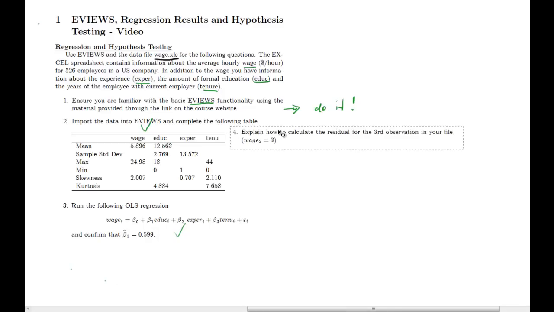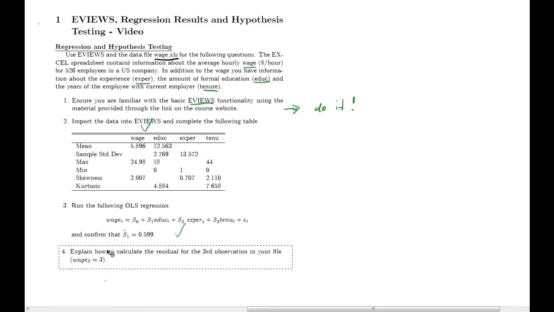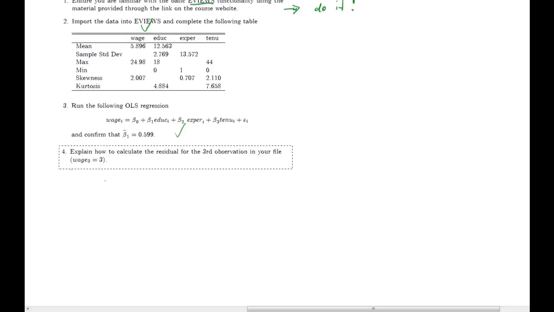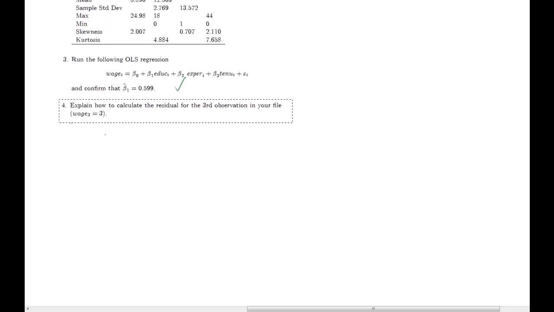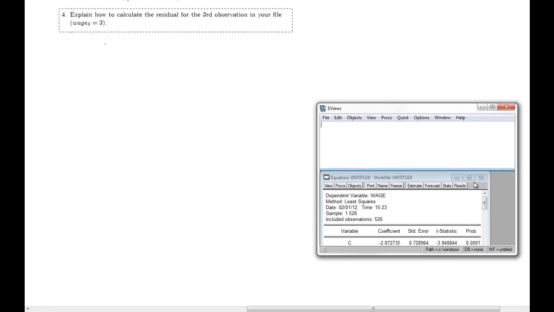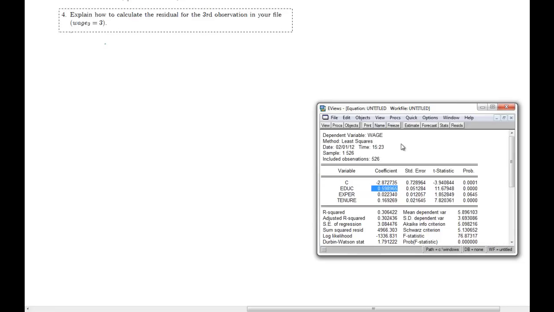So question 4 follows: explain how to calculate the residual for the third observation in your file. Now for that we have to be clear of what the output is which we were given here, and perhaps I should just copy that across.